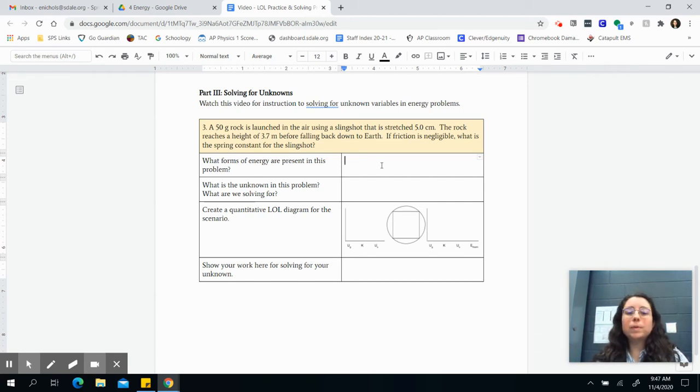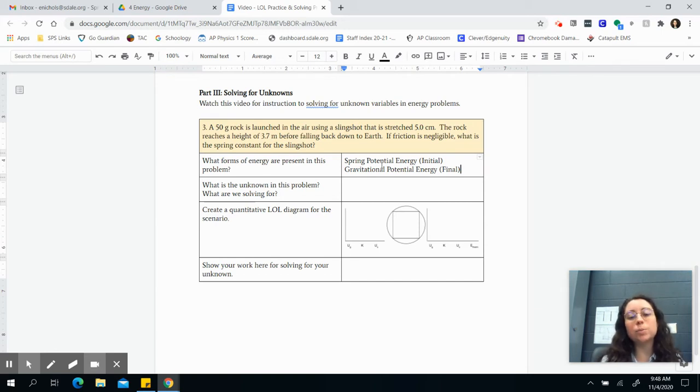Okay. So forms of energy: I see a slingshot, so that means something is being stretched. So we definitely have spring potential energy, which is going to be in our initial snapshot. And then I also see that it's reaching a max height, so we are going to have gravitational potential energy in our final snapshot. Since the slingshot is no longer going to be stretched, we're not going to have any spring potential energy in our second snapshot.